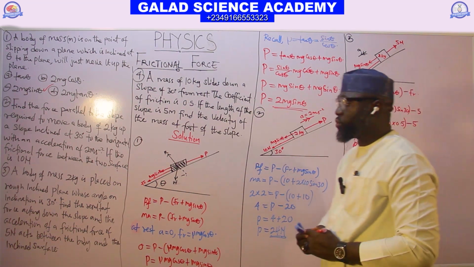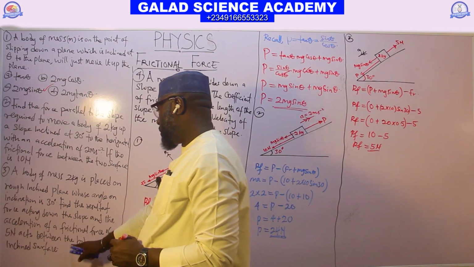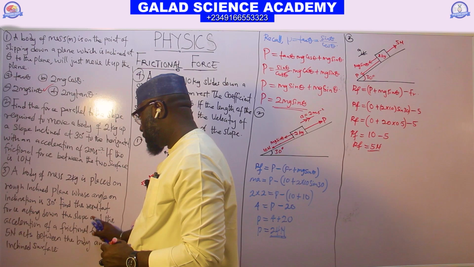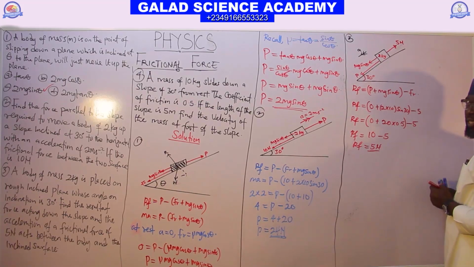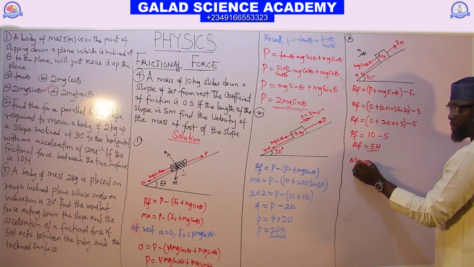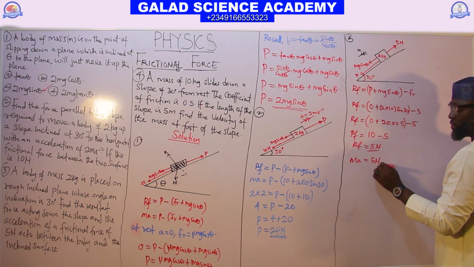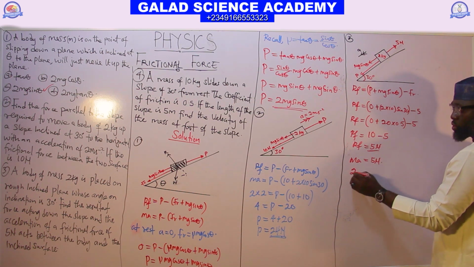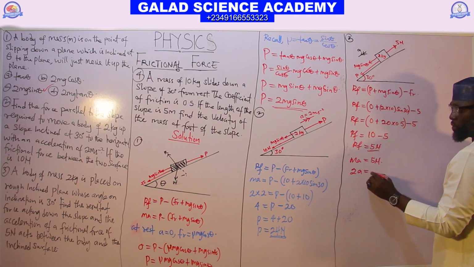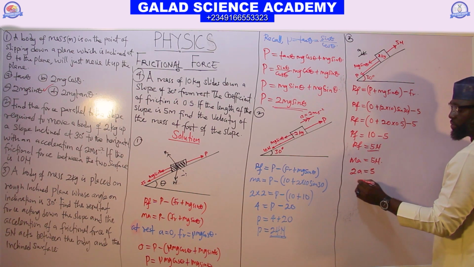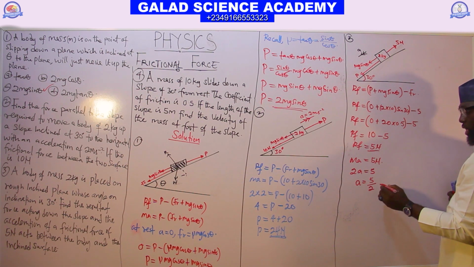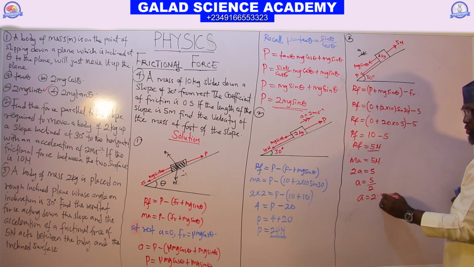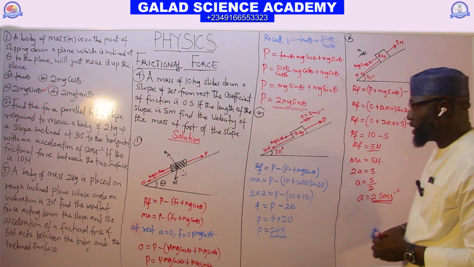We are now asked to find the resultant force and the acceleration. If the resultant force is 5 Newton, what will be the acceleration? F equals ma, so 5 equals 2a. So a is 5 over 2, which is 2.5 meters per second squared. That's the final answer for that one.